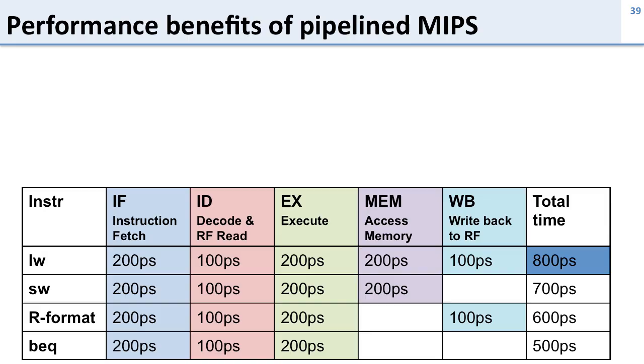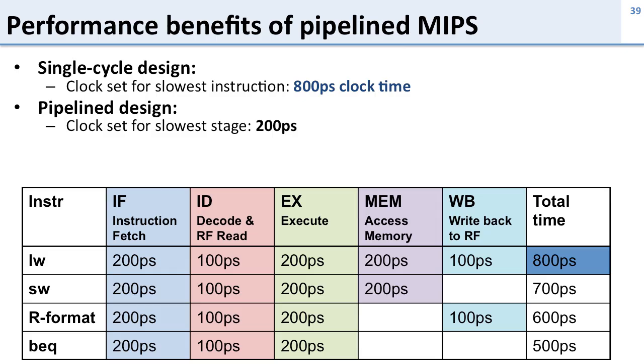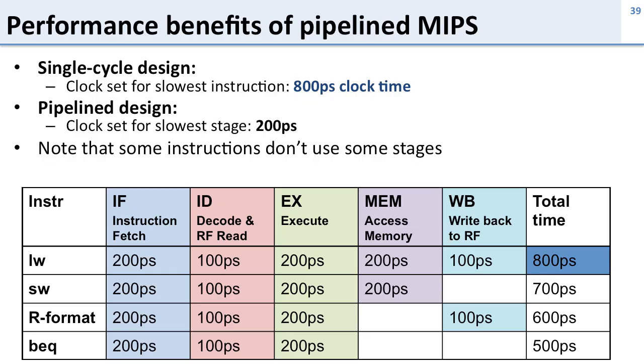So here are the numbers that we saw from the previous example on pipelining instructions. And we saw that for the single cycle design, we had to set the clock for the slowest instruction, which was 800 picoseconds. We saw that for the pipeline design, we had to set the clock for the slowest stage, which was 200 picoseconds. And we saw that the ID, that is the register read, and the write back, this is the RF stages, had to be elongated. So right now we only need 100 picoseconds for decode and register read, but in the pipeline, we have to have all stages be the same, so we have to increase that time.